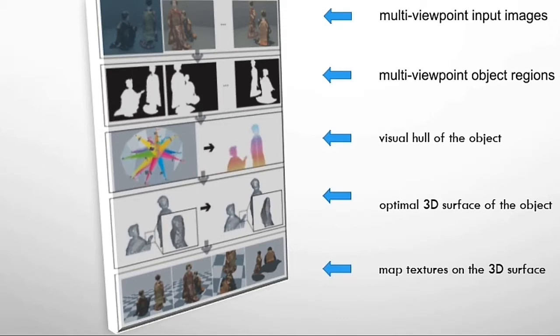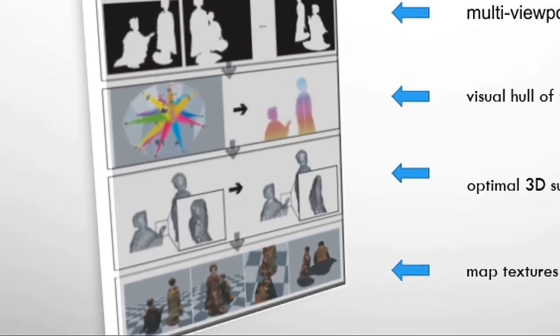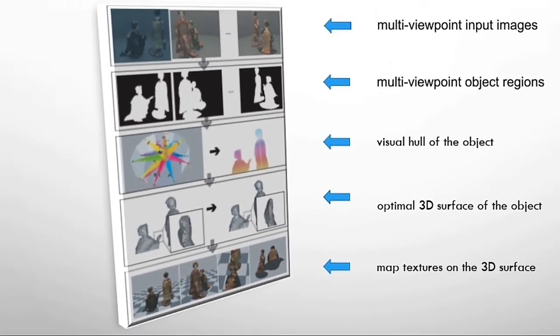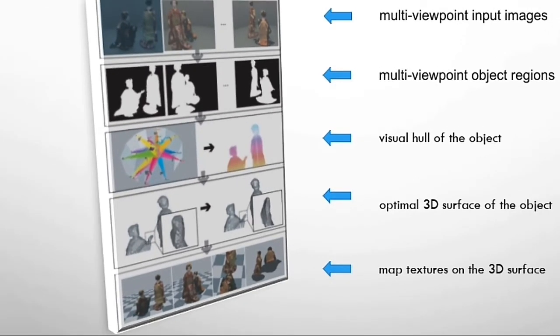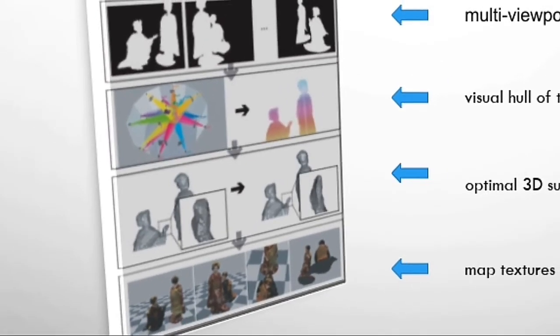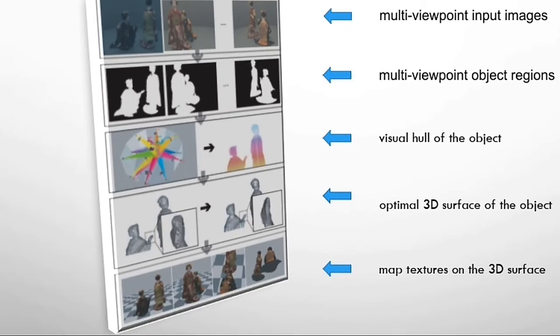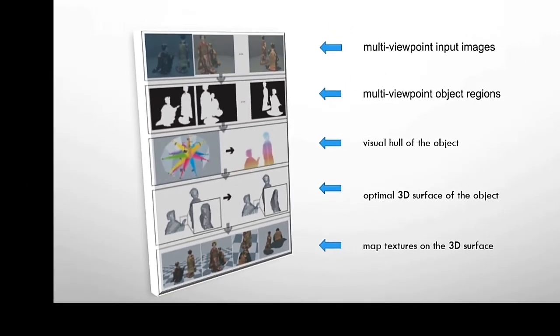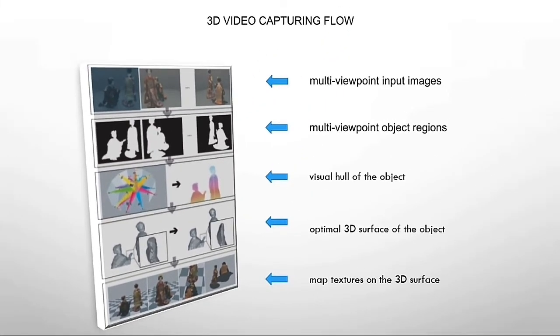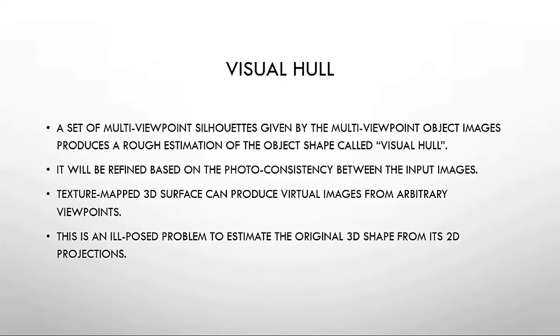From these multi-viewpoint object regions, we get a visual hull of the object, or a 3D structure of the object. This 3D structure may be irregular, and even the edges are not clear or are rough. These rough edges and irregular structure have to be smoothened and optimized. Then we get an optimal 3D surface of the object. Then later we map the texture onto the 3D surface. These are the steps followed in the capturing flow of a 3D video.